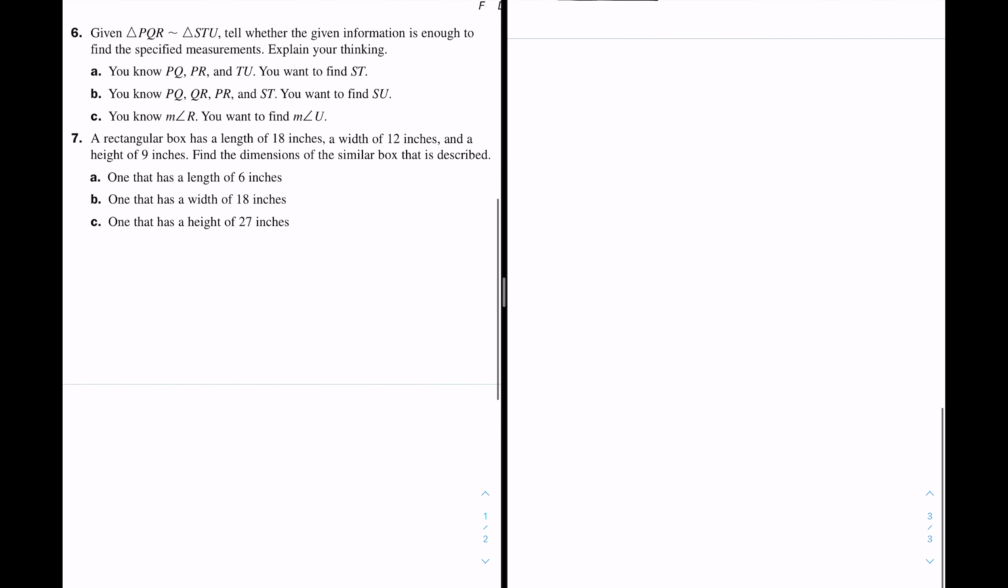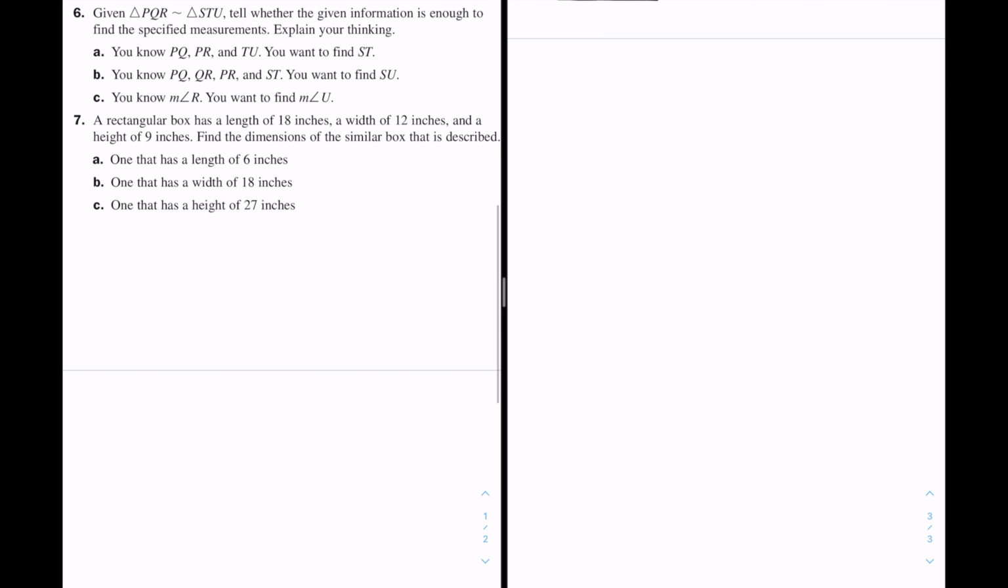So for number 6, it says, given that triangle PQR is similar to triangle STU, tell whether the given information is enough to find the specified measurements. Explain your thinking. Okay, so for number 6 here, I'm going to go ahead and draw these triangles so that we can see them more clearly. And so here is one of the triangles. I'll call this P, Q, and R.